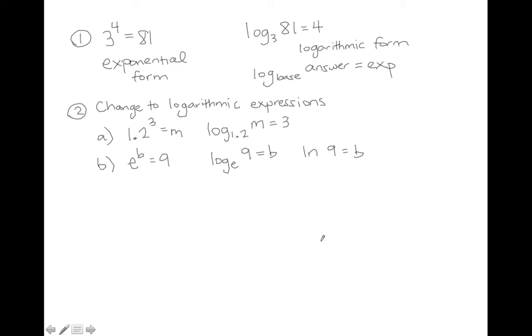Next part, one more of the same thing. a to the 4th equals 24. Okay, so take a second and rewrite this in logarithmic form. So this will be log base a of 24 equals 4. And so here's the basic form: log base, answer, exponent.